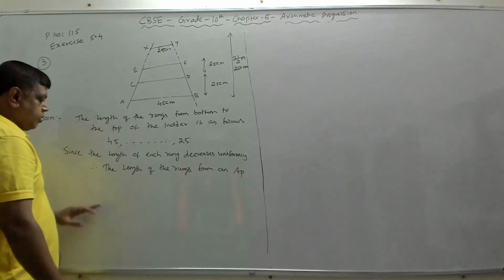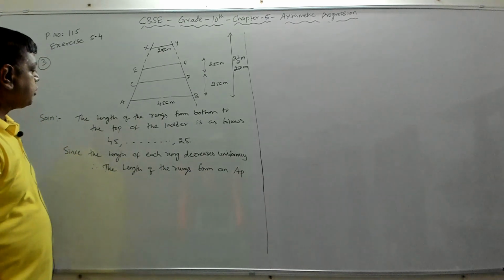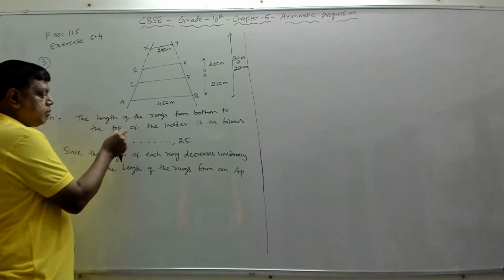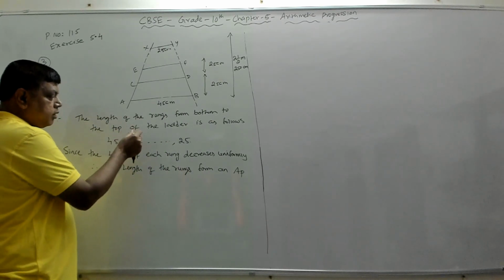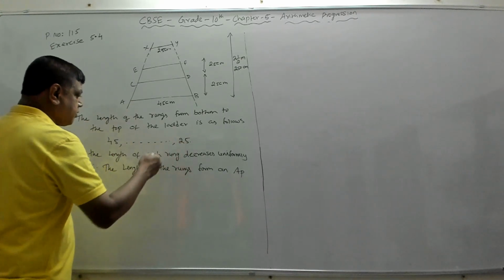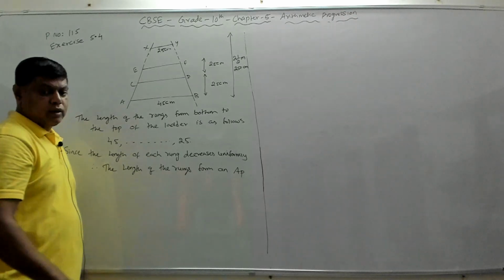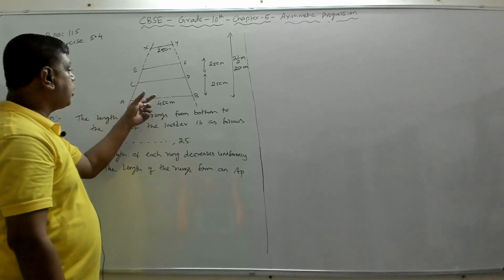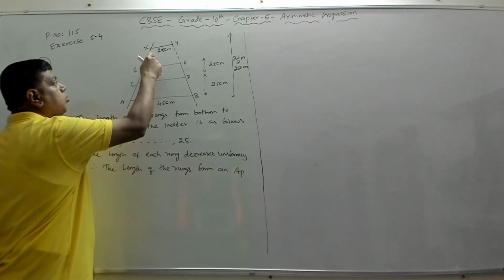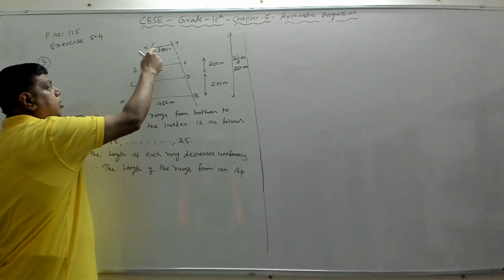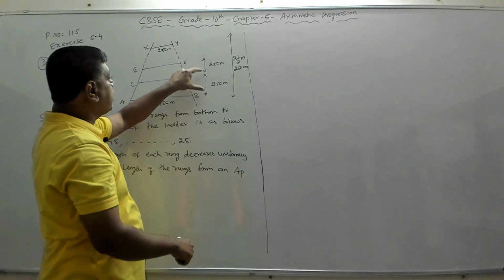And now what we have to find is the sum of these, because this is the length of the first rung plus the length of the second rung that we don't know, third, fourth, fifth, like that. This is the last rung. We have to find the sum of this. To find the sum of these, we should know how many rungs there are. Like 1, 2, 3, like that, we have to count how many are there.